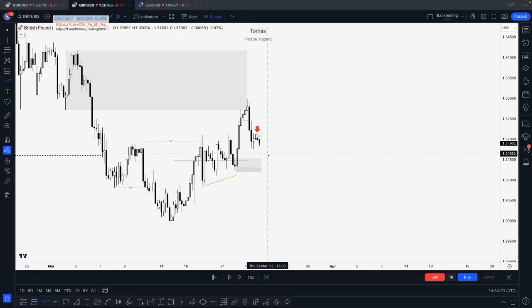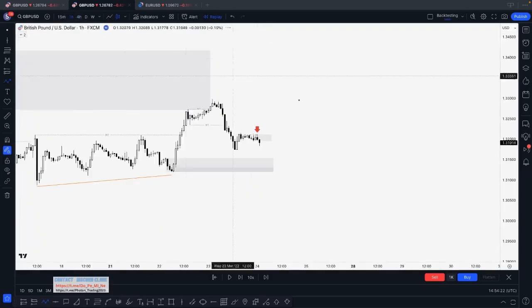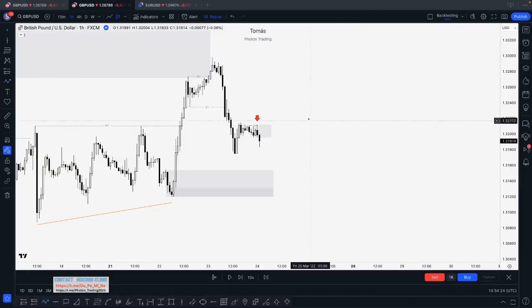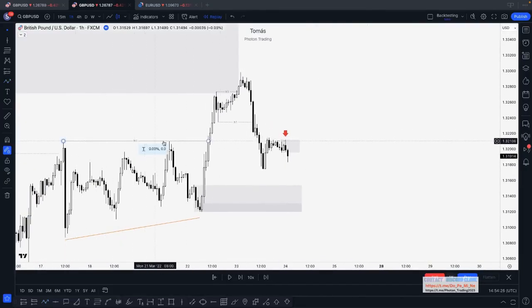But yeah, so it makes sense for me looking for sells. And if you use the H1, we have this H1 swing BOS, and this for me was more like internal.